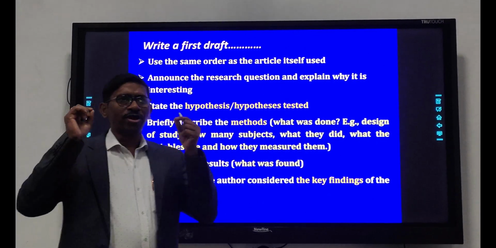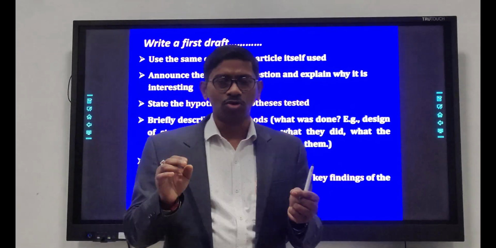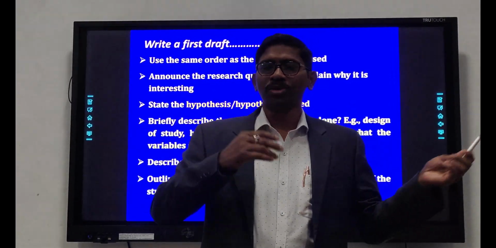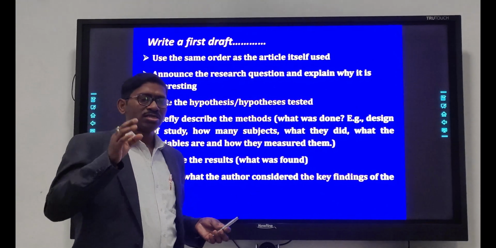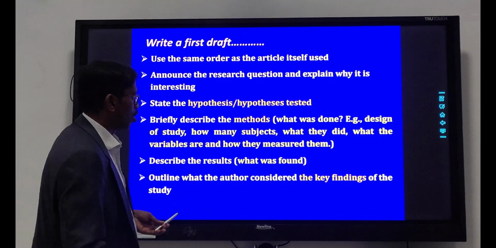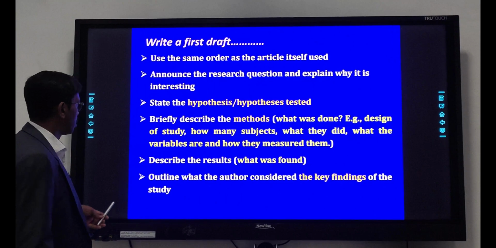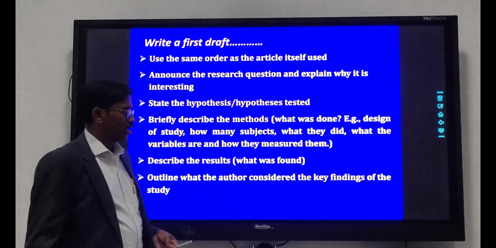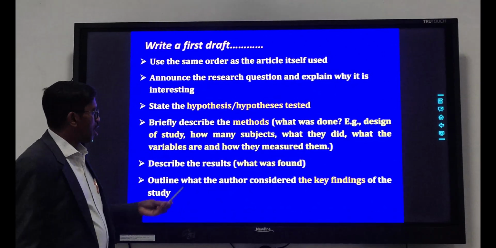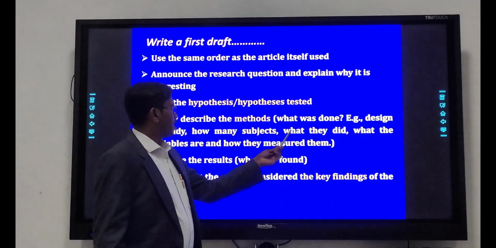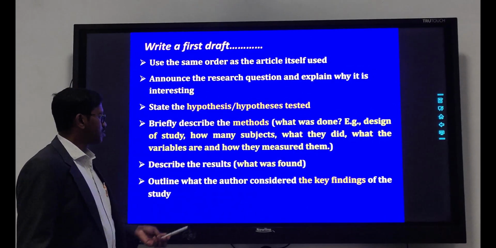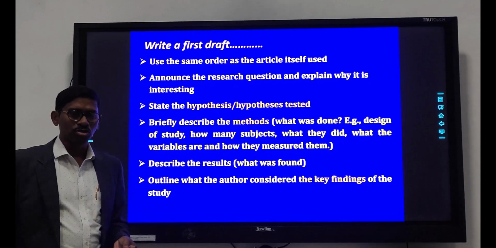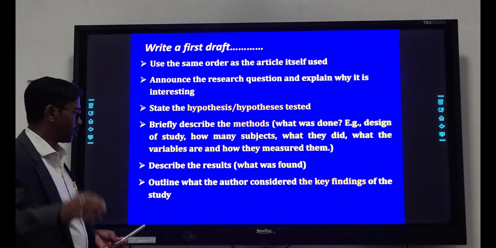I mean to say, the very specific method you followed to complete your work should be mentioned. This is another common thing you may drop when writing summaries for research communication, manuscripts or research articles. As I already said, briefly describe the method, what was done. For example, the design of the study, how many subjects, what they did, what the variables are and how they were measured. These are very important points you have to include in your summary very specifically.